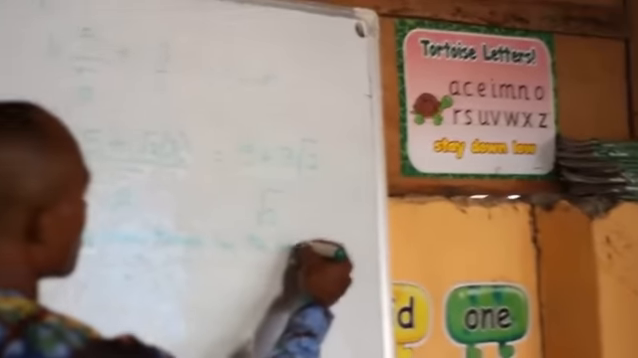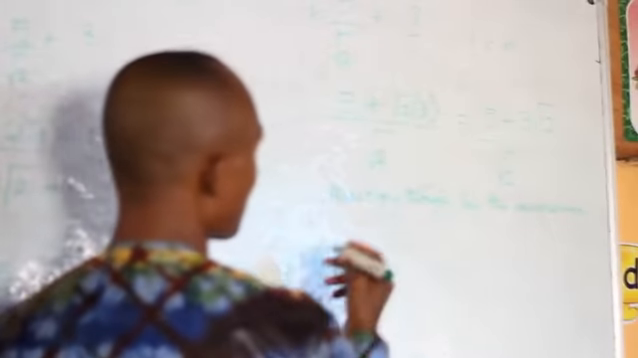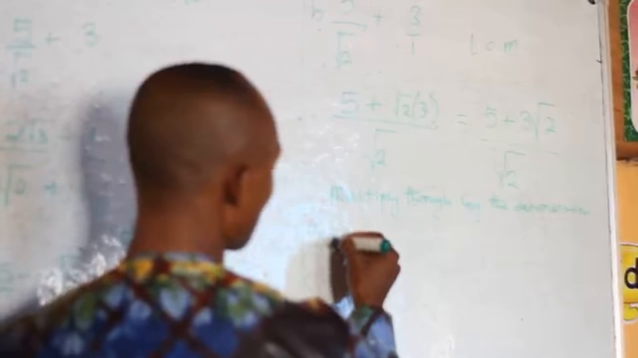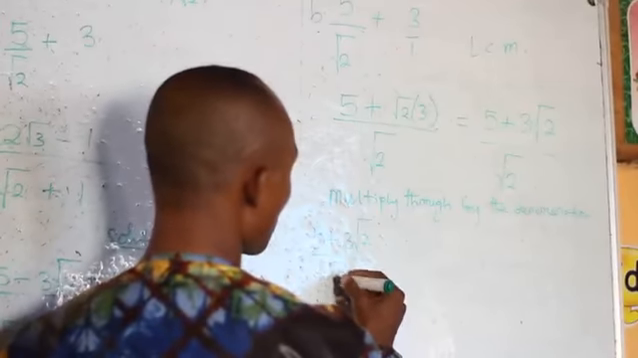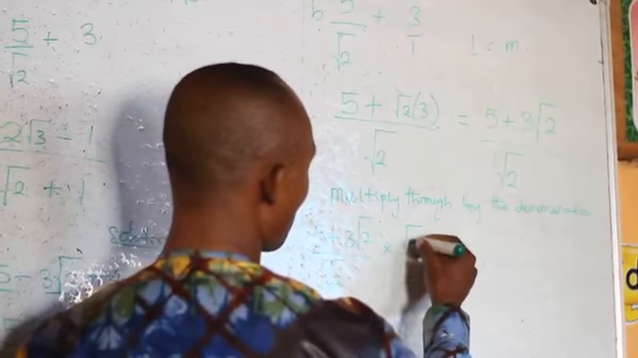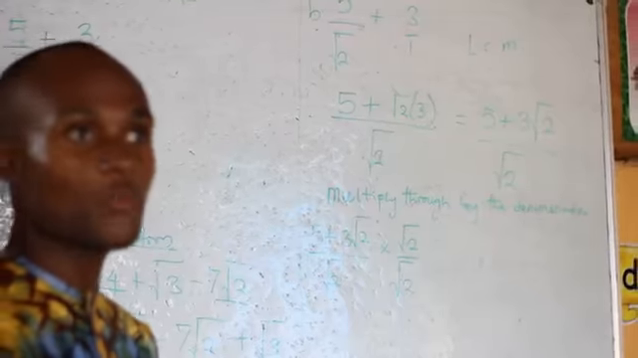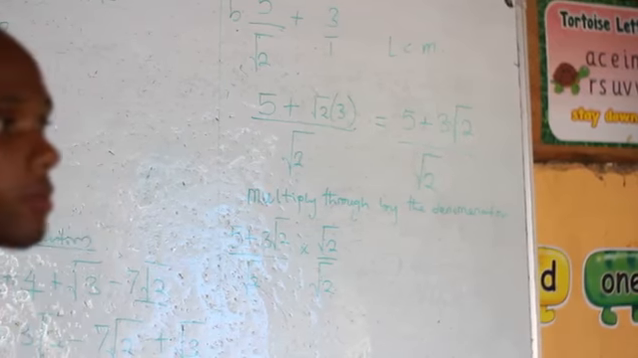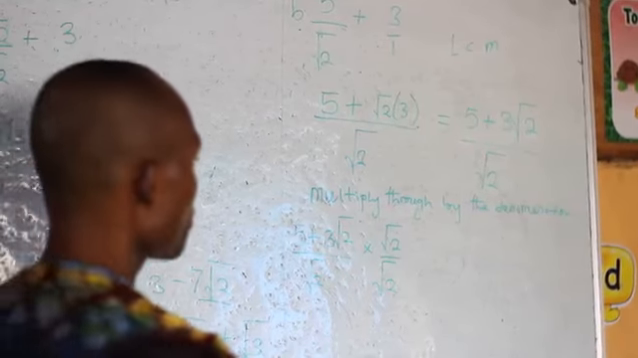Alright, what's the denominator? Root 2. Then let's multiply through by root 2. We have 5 plus 3 root 2 divided by root 2 multiplied by root 2 all over root 2. Are we following? Yes. Alright. Okay. So this becomes what?